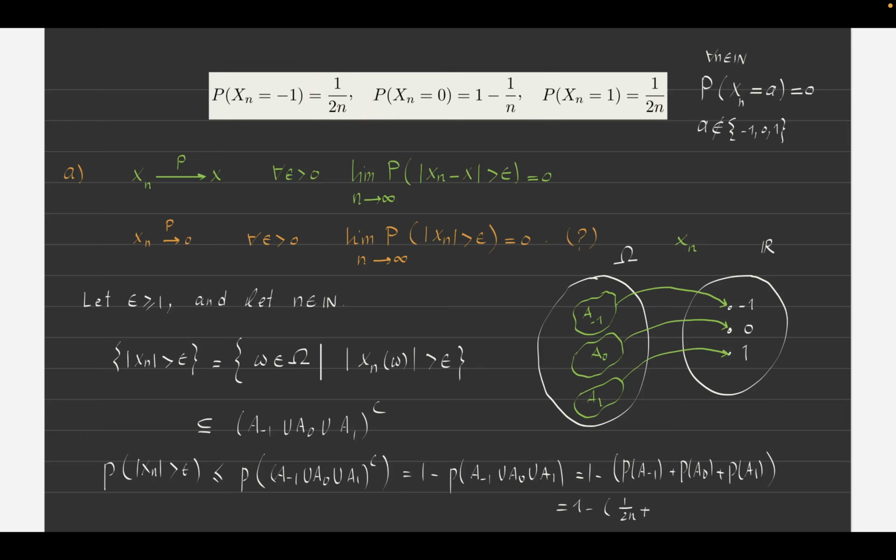And then I have the other one, which is 1 minus 1 over n, and the other one is 1 over 2n. And if you do this calculation, it becomes 0. Yes, because here this one and that one become 1 over n, cancel that one, 1 minus 1, cancel that, 0. So this means that this probability is less than or equal to 0. But of course, you know that the probability should also be greater than or equal to 0.